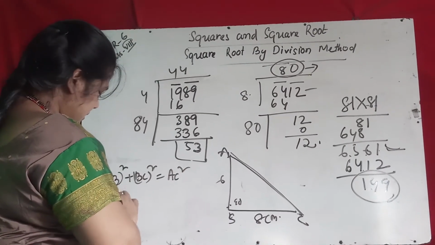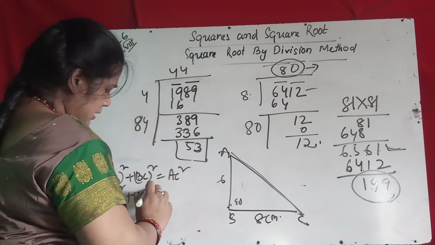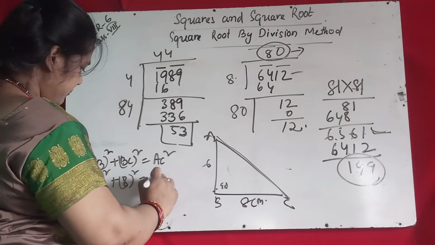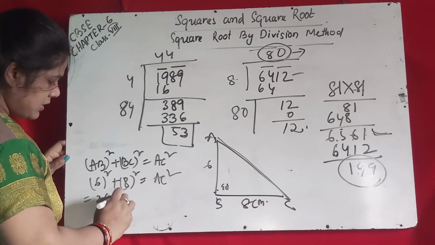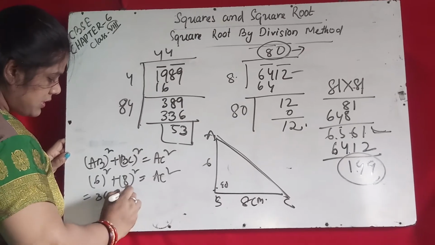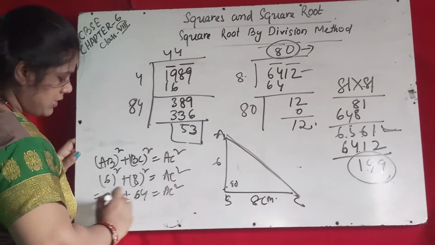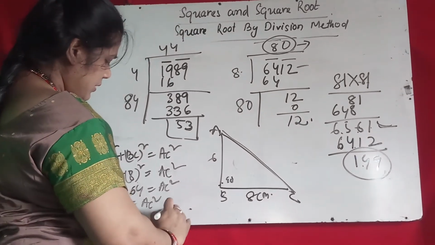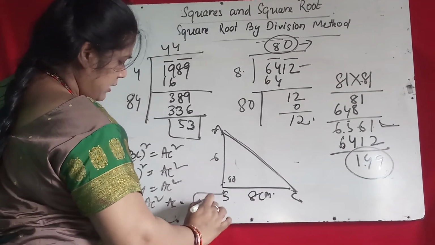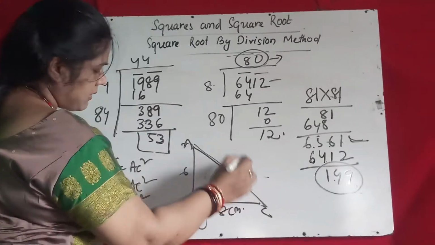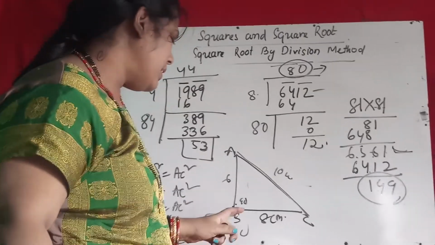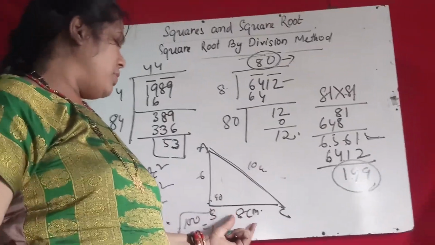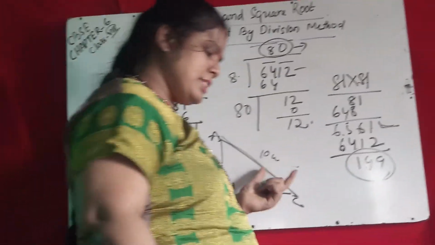That is 6 square plus 8 square equal to how much? AC square, that is 36 plus 64 equal to AC square. 100 equal to AC square. So AC equal to how much? Root over 100, that is 10. So this is 10. So when the right angle is given, base is given, height is given, how can you find the hypotenuse? Base square plus height square equal to hypotenuse square.